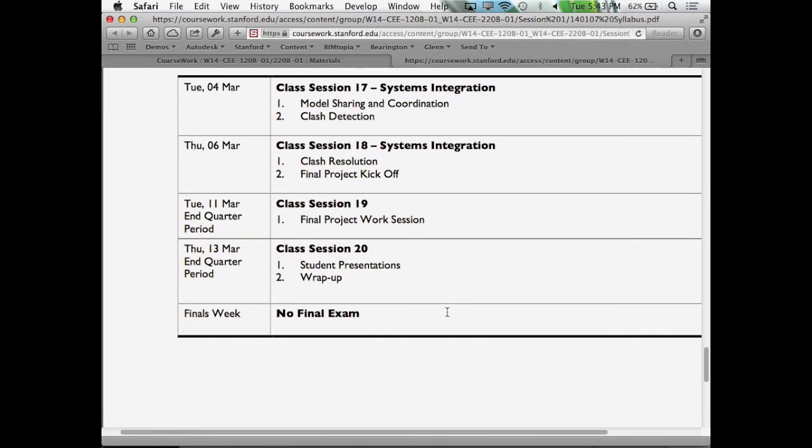Finally, we will do a little bit of systems integration and coordination. We're actually going to be doing that a little bit throughout the quarter. So every step of the way, we're going to be looking at individual systems, and we'll always be thinking about how they tie together into a more cohesive whole, how all the systems are actually fitting. And we'll specifically look at how we can identify clashes and then ultimately resolve those clashes.